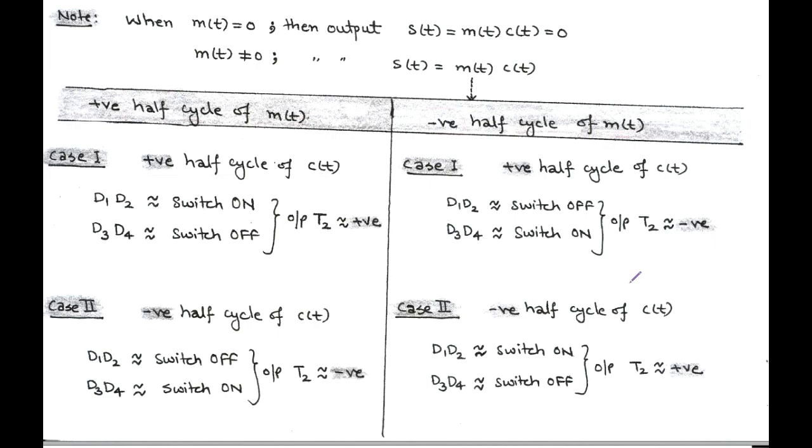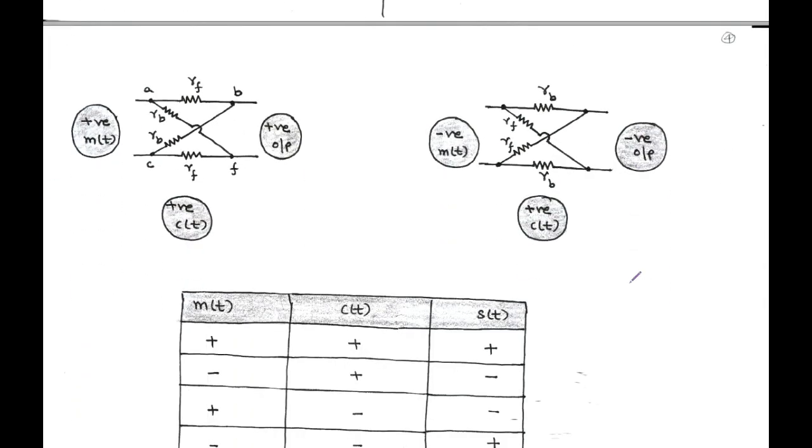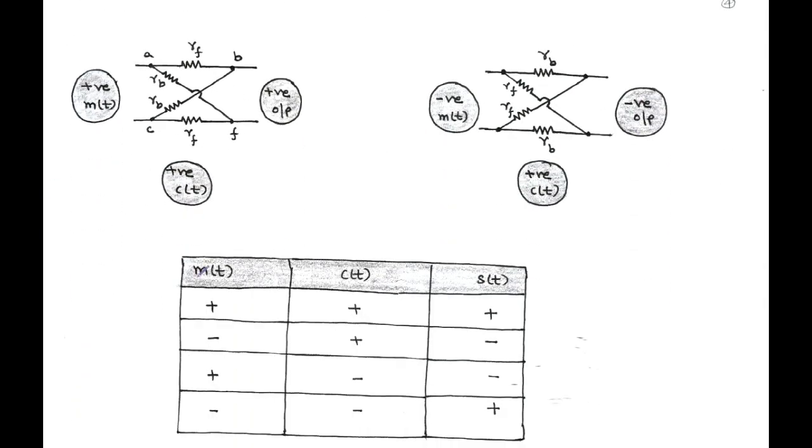This operation of a ring modulator strictly follows a product rule, that is, the output s(t) is equal to the product of message signal and carrier signal. That is shown in the form of a table.